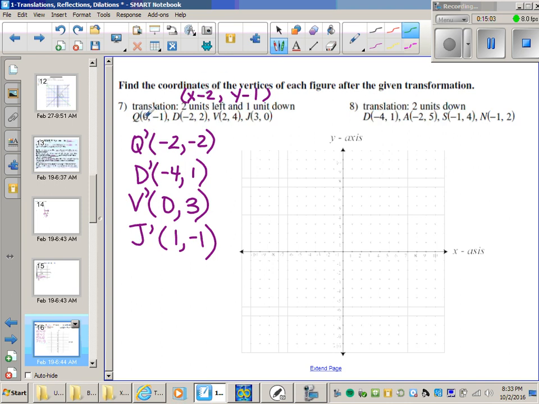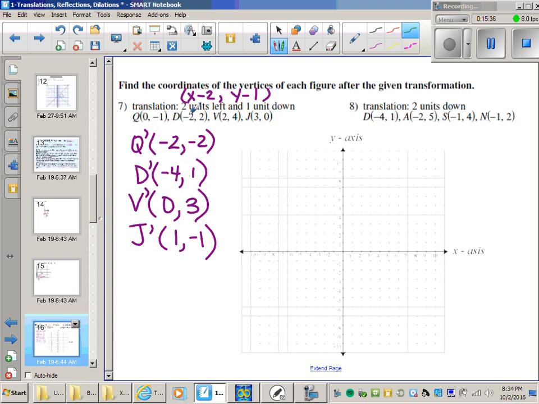So if we were to plot these new points, I could go ahead and write my rule just based on this phrase, 2 units to the left. So I'm taking my x value and I'm subtracting 2. 1 unit down, I'm taking my y value and I'm subtracting 1. So I can go ahead and write my new ordered pairs. If my original ordered pair is 0, negative 1, I'm going to take that x value and subtract 2. So 0 minus 2 is negative 2. I'm going to take the y value and subtract 1. Negative 1 minus 1 is negative 2.